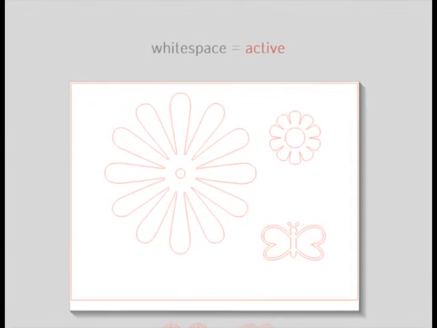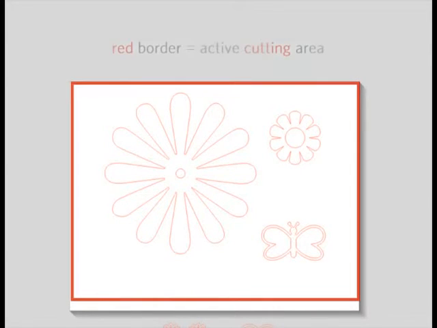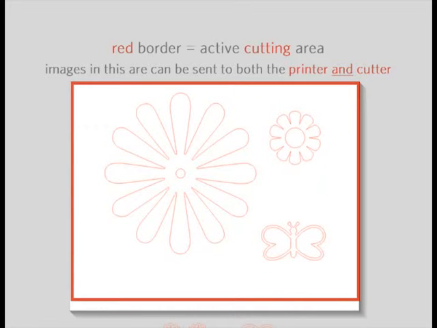When images or shapes are placed in the white space, this indicates that they are active and can be sent to your printer, but not necessarily to your Silhouette digital cutter. The red border represents the active cutting area. In other words, only images within this area can be sent to your Silhouette digital cutter. Any images outside this area will not be cut.